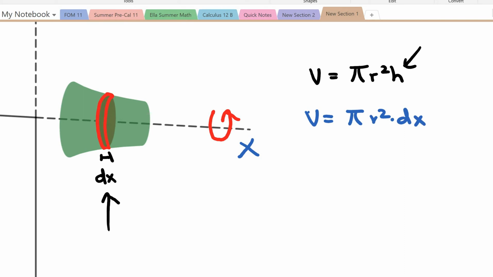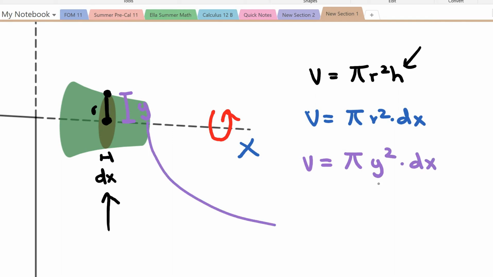After I have my height, let's figure out what's going on with the radius. The radius is just this distance right here. If I look at the top point here and the bottom point right in the middle there, in terms of the variables, this is really a y height. So the radius just takes on the variable y. My new volume equation will now be pi y squared times dx. So that y will now be my new radius.